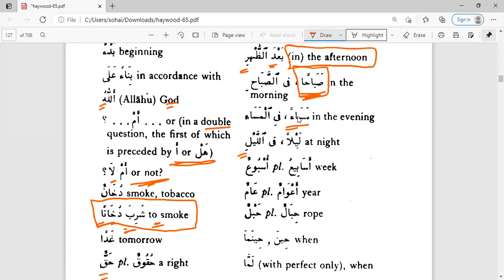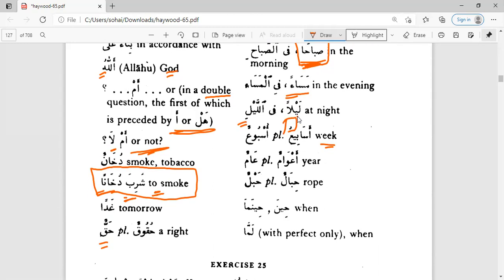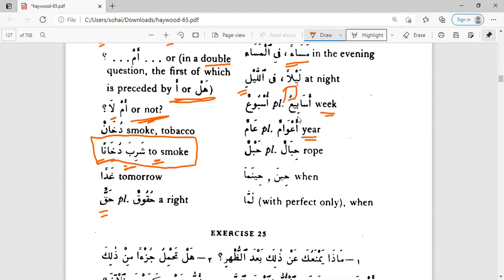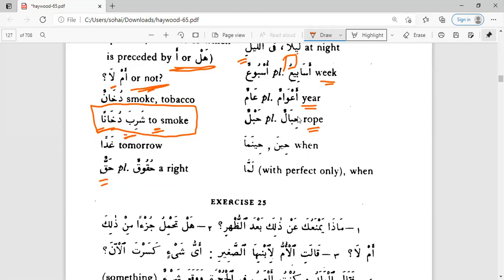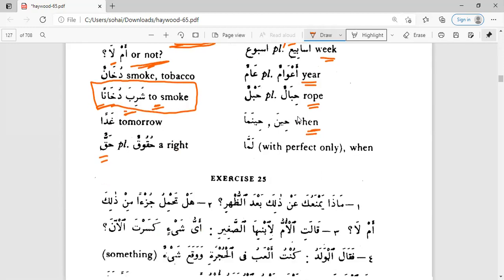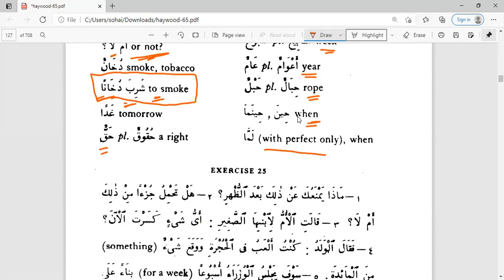Asbu'un means week. Broken plural asabi'u, diptote. Amun means year. A'wamun, broken plural. Another one is sanatun, which means year as well. Hablun, rope. Hibalun, broken plural. Hinama, when. Or hina. Lamma, we already done this. And he tells you here, lamma is only used with the perfect, so it's past tense. It means when as well.